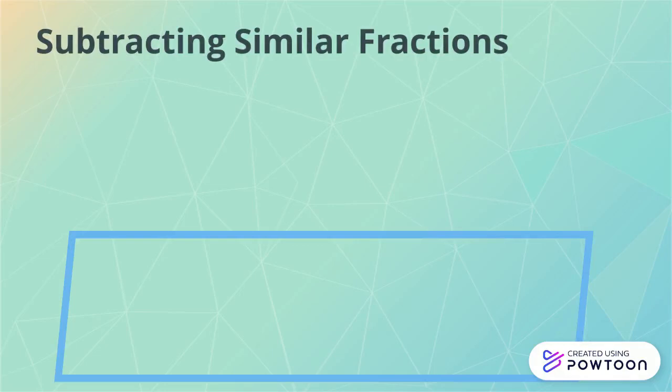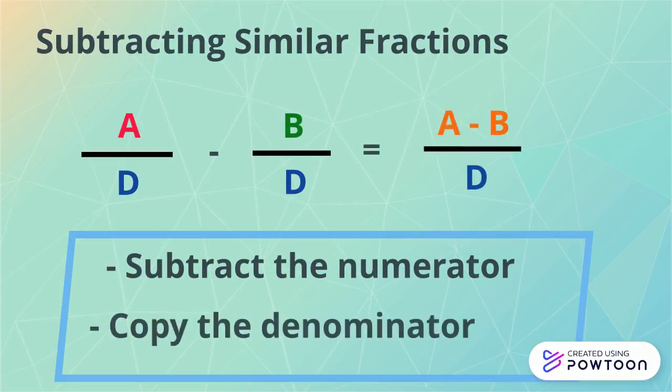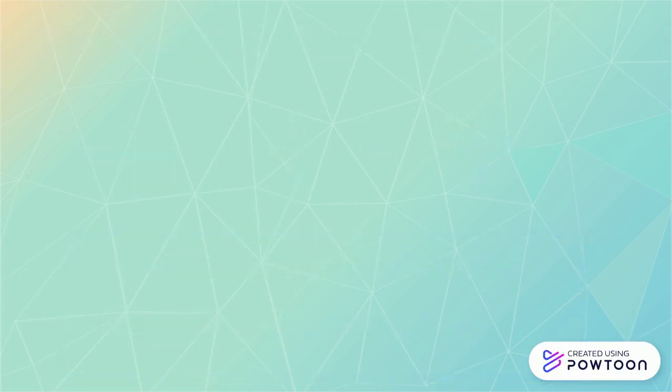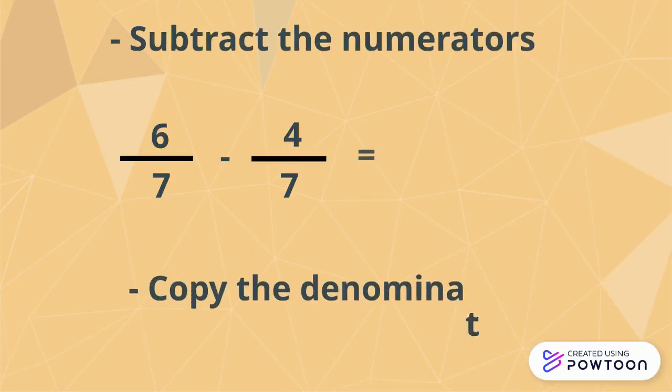In subtracting similar fractions, we will subtract the numerators. Then, copy the denominator. Here we have 6 sevenths minus 4 sevenths. First, subtract the numerators and then copy the denominator, which is 2 sevenths.